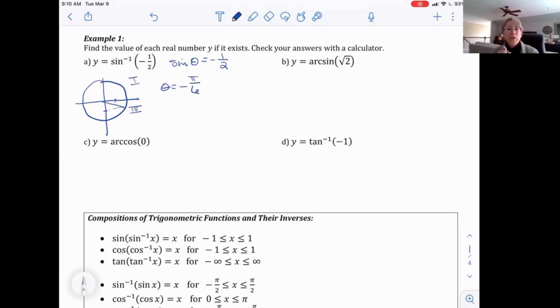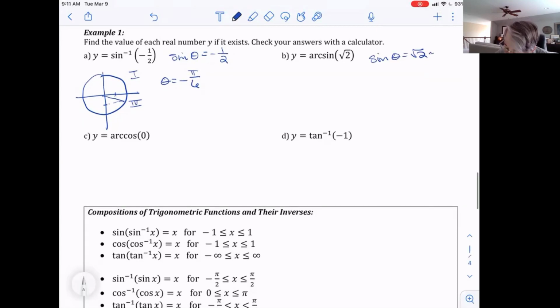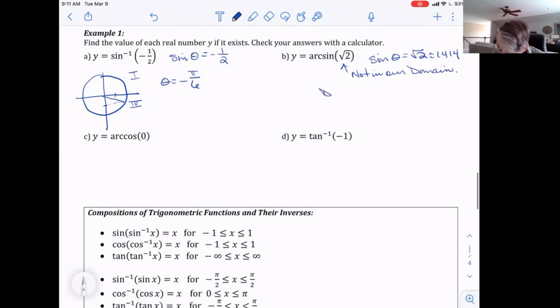So in part B, we're looking at the arc sine of rad 2. So that is asking us the sine of what angle would equal square root of 2. But now we have a problem, right? What is the square root of 2? It is approximately 1.414, which is greater than 1. Okay, so this is not in our domain. So it does not exist.